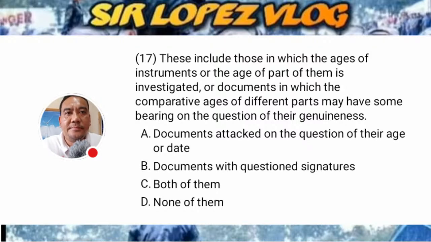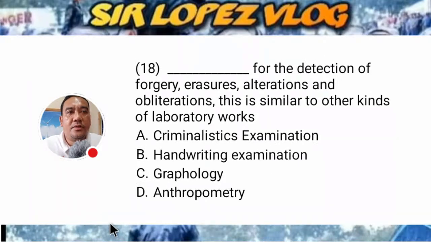Number 18. For the detection of forgery, erasures, alterations, and obliterations, this is similar to other kinds of laboratory work. So what is the missing word? A. Criminalistics Examination. B. Handwriting Examination. C. Graphology. Or D. Anthropometry.